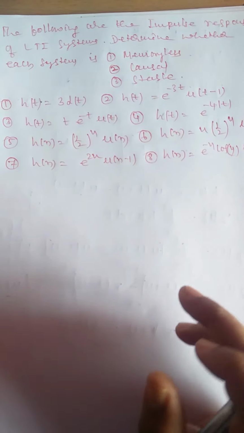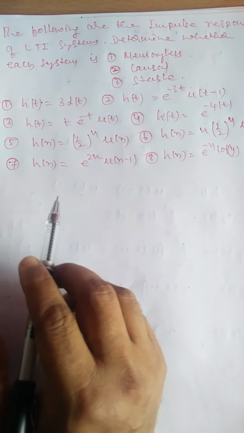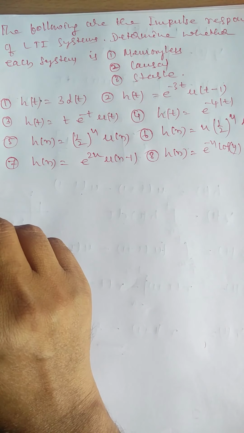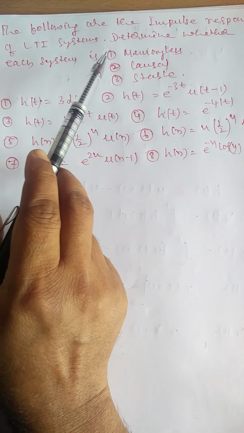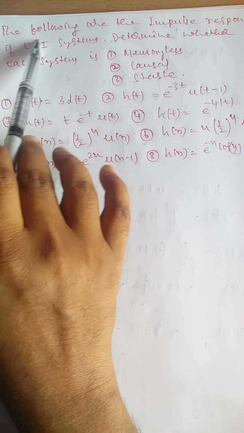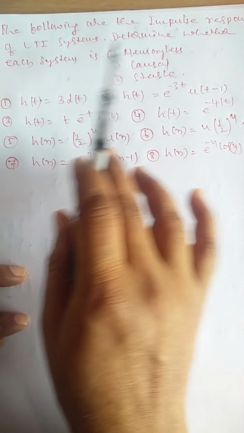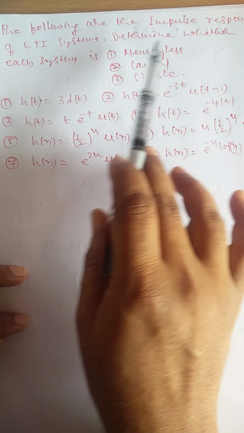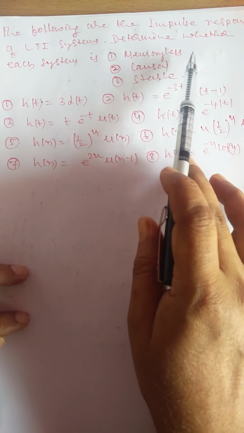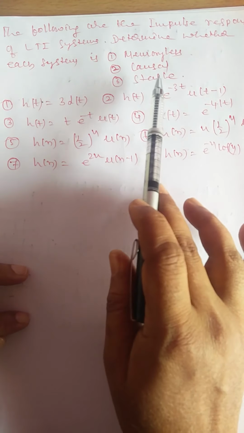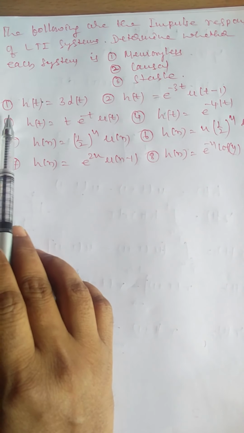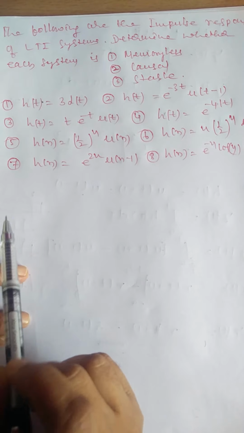Here we are solving the problems on checking the given system, which is described by the impulse response of the LTI system, as memoryless, causal or stable. So the question is: the following are the impulse responses of LTI systems. Determine whether each system is memoryless or memory, causal or non-causal, stable or unstable. Here I have taken 4 continuous and 4 discrete time systems.